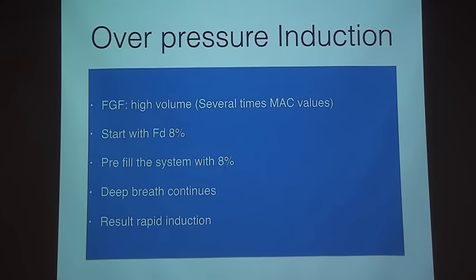But in overpressure induction, the difference between overpressure and vital capacity induction is the child is just taking rapid breaths or deep breaths. He is not taking a vital capacity breath, but he is taking not tidal volume breaths but deep breaths. So overpressure induction is a faster induction than your tidal volume induction, and it starts directly at 8% sevoflurane. It does not start with 1.5% sevoflurane, and he keeps taking deep breaths. So the result is a rapid induction. So this can be used for rapid induction in, say, very uncooperative children.